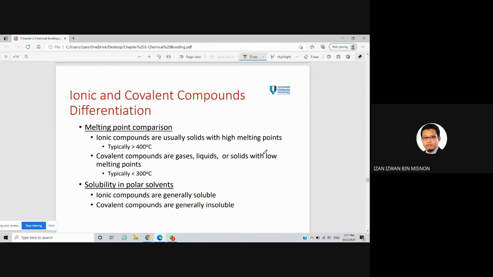So as an easy example, we have sodium chloride. This is an ionic compound, meaning that sodium is a metal, chlorine is a non-metal. So as a general rule, an ionic compound is usually solid with a high melting point, typically more than 400 degrees C. A covalent compound is typically either gaseous, liquid, or solid with a low melting point. It depends on the type of covalent compound.